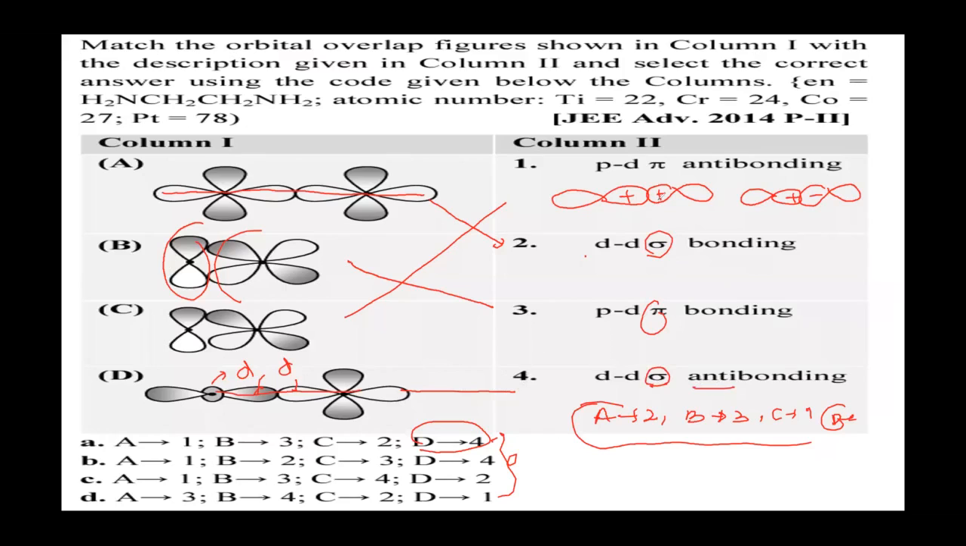Let us take this as negative. Blank means negative and filled means positive. So positive with negative means anti-bonding. Positive with positive is bonding, negative with negative is bonding. That is the way you have to identify anti-bonding and bonding. Okay, it is clear now.